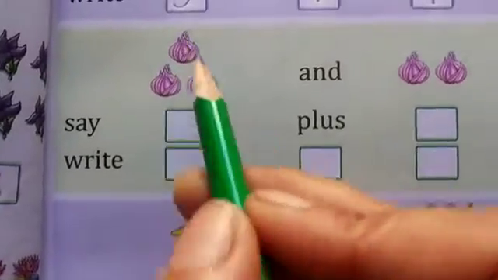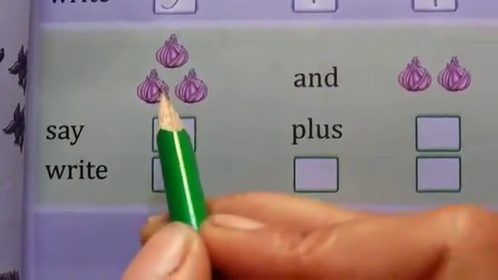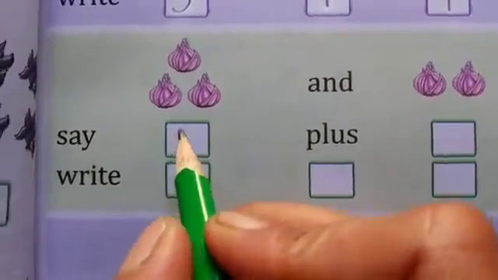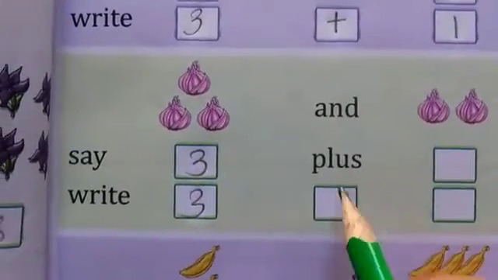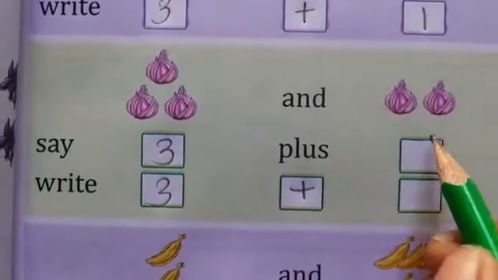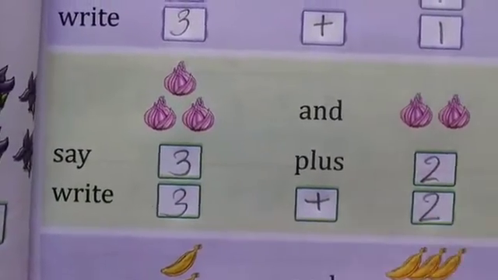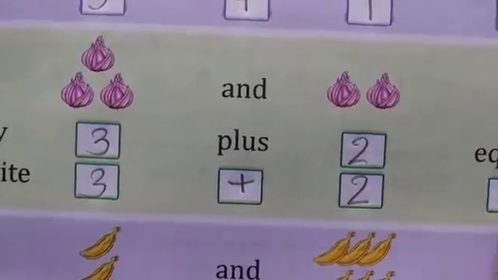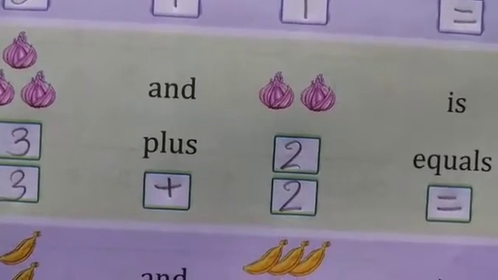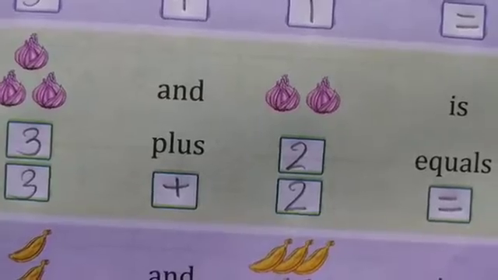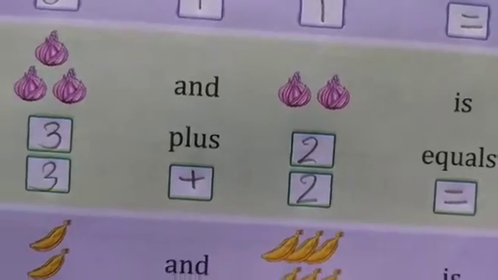Say 1, 2, 3. This is garlic. 1, 2, 3. So we write here 3. Again 3, plus, the sign of addition. 2. Then we put the sign equals to. Then add 1, 2, 3, 4, 5. Then we write here 5.